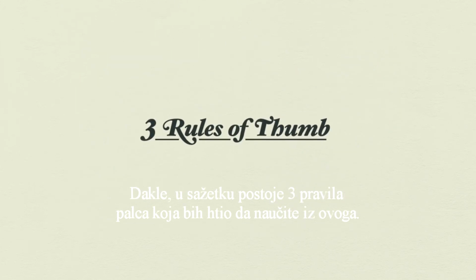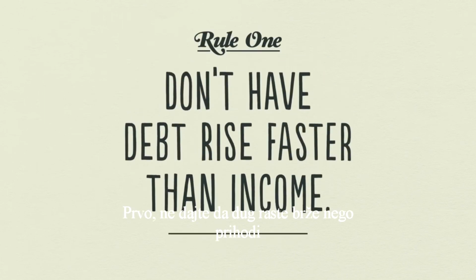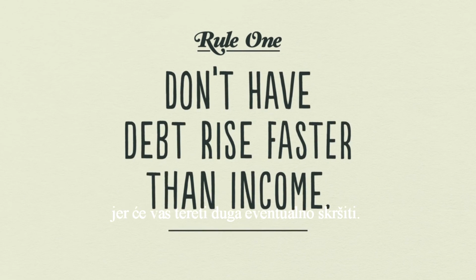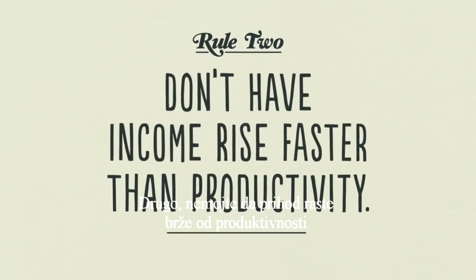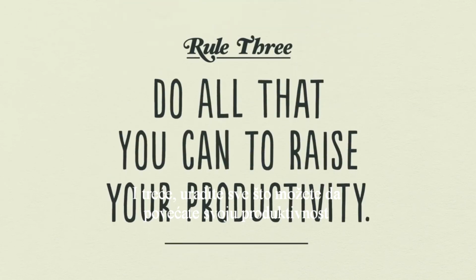So, in summary, there are 3 rules of thumb that I'd like you to take away from this. First, don't have debt rise faster than income, because your debt burdens will eventually crush you. Second, don't have income rise faster than productivity, because you'll eventually become uncompetitive. And third, do all that you can to raise your productivity, because in the long run, that's what matters most. This is simple.